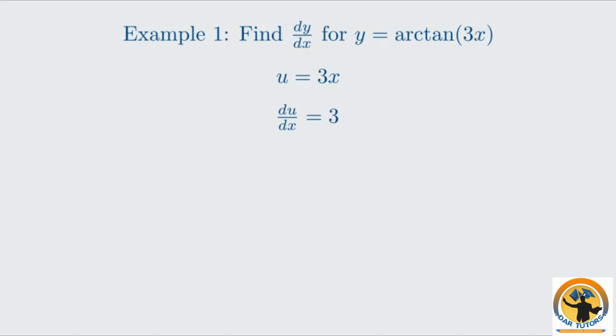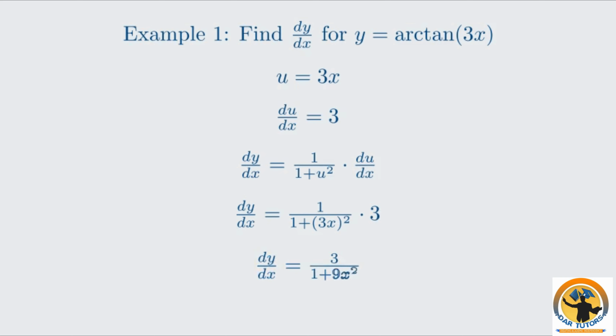Using the chain rule for arctan, we have dy/dx equals 1 over 1 plus u squared times du/dx. Now we substitute our expressions for u and du/dx. This gives us 1 over 1 plus the quantity 3x squared, all multiplied by 3. Simplifying the denominator, 3x squared is 9x squared. So our final answer is 3 over 1 plus 9x squared. This example demonstrates the direct application of the chain rule to an inverse trigonometric function.